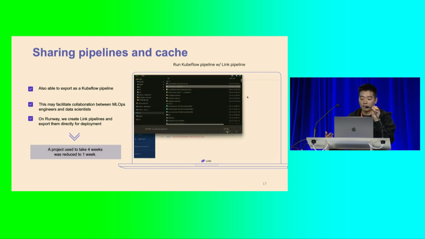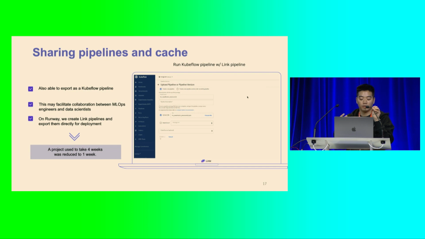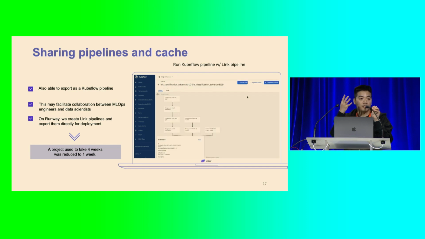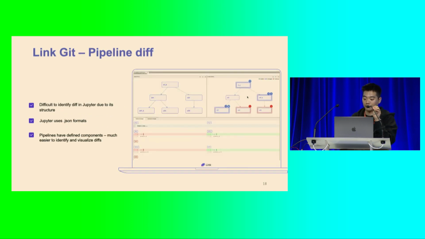It says that the projects that used to take 4 weeks were reduced to 1 week. Now let's talk about how you can use Git in Jupyter through Link Git.